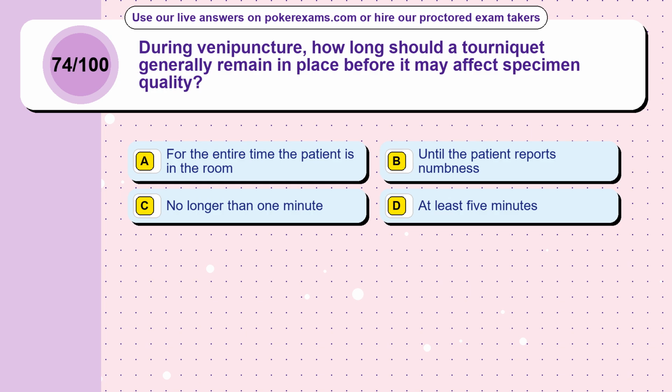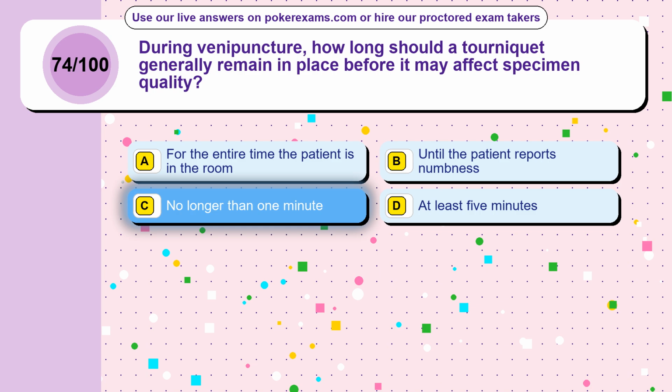Question 74. During venipuncture, how long should a tourniquet generally remain in place before it may affect specimen quality? Option A, for the entire time the patient is in the room. Option B, until the patient reports numbness. Option C, no longer than 1 minute. Option D, at least 5 minutes.